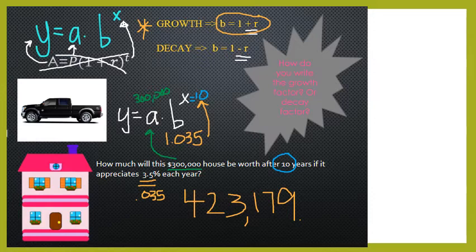And then, of course, you always ask yourself, does that make sense? If it's going to grow, is the number bigger than what it started? And so, yeah, that does sound about right. So that is how you apply the growth formula. First, find your growth rate. Then take that to the exponential power, which is your time. And then step 3 would be to multiply by your initial amount. And you're done. Now let's try a decay.